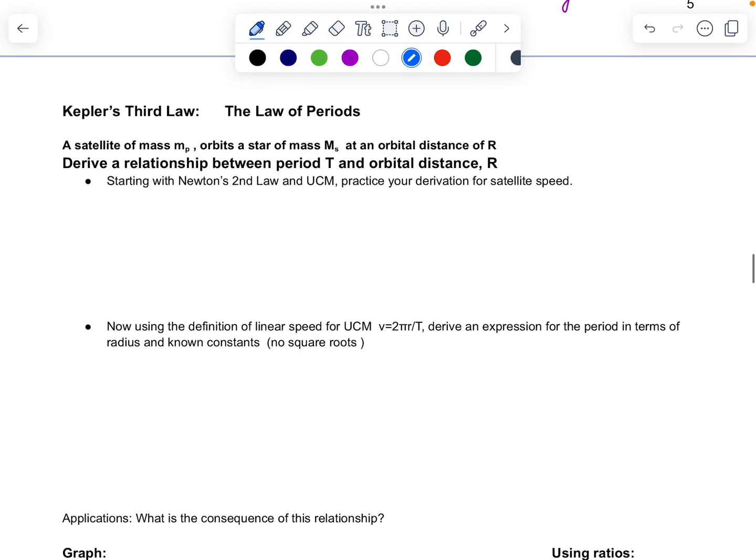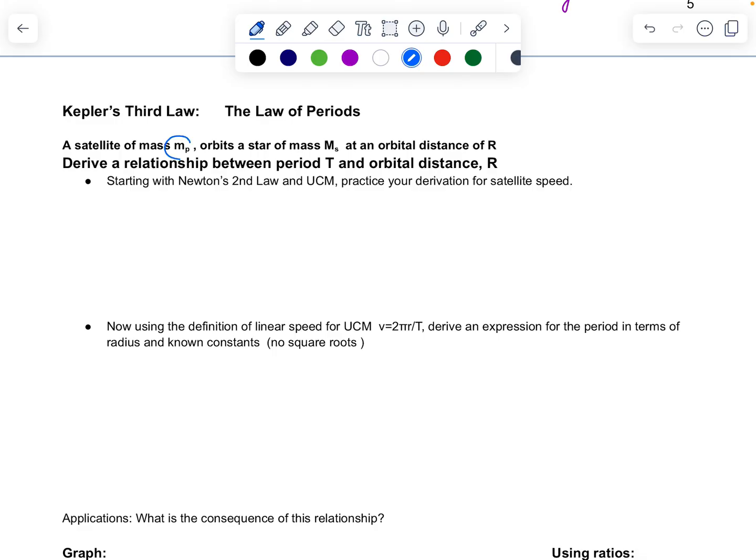This lecture is about Kepler's third law, also known as the law of periods. This will be the one that we are most responsible for because it gives us some intuition about the period of rotation of celestial bodies. The satellite, we're going to start with the derivation here.